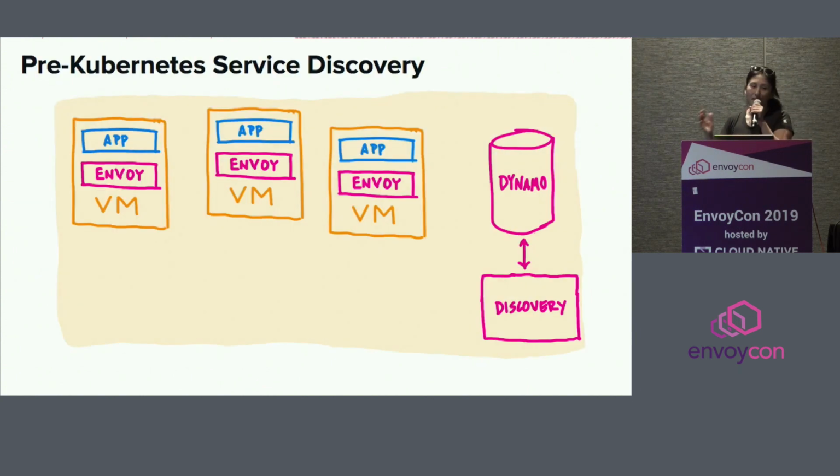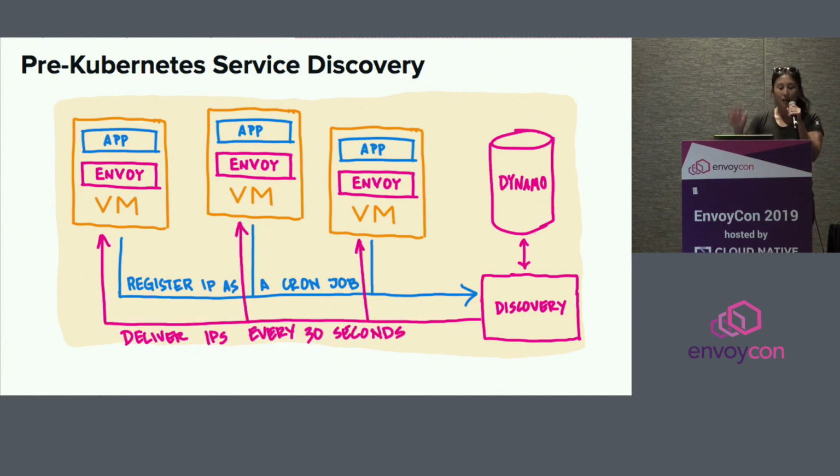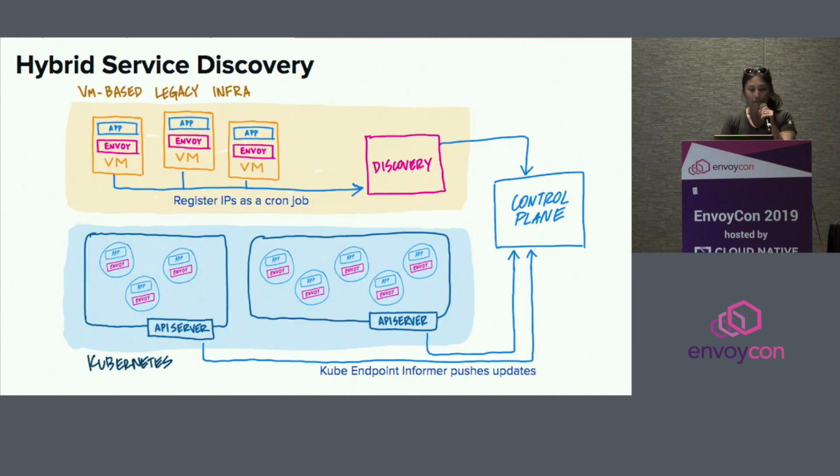So yeah, our service discovery is fairly simple. We run Envoy as a sidecar on a bunch of virtual machines, and there's a cron job that registers IPs into a Python discovery service that's stored in Dynamo. And then Envoy polls for that data every 30 seconds, getting the set of IP addresses it needs to start routing traffic to the services it cares about.